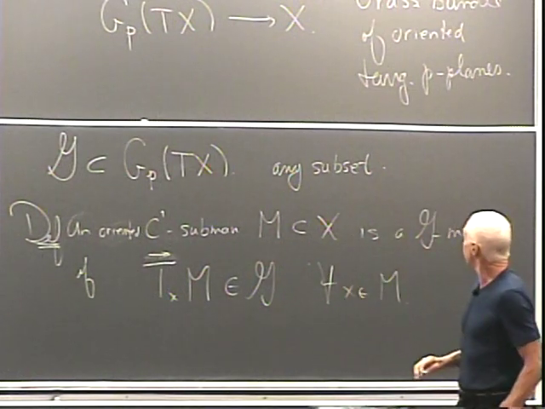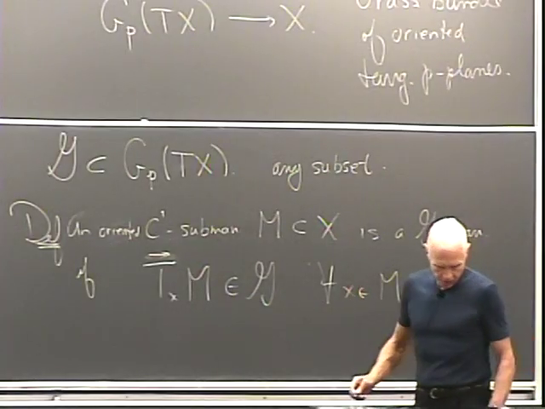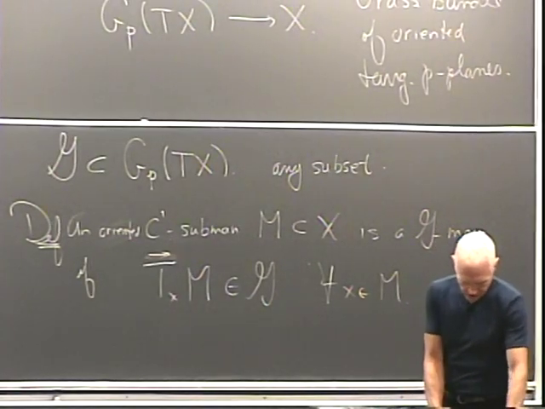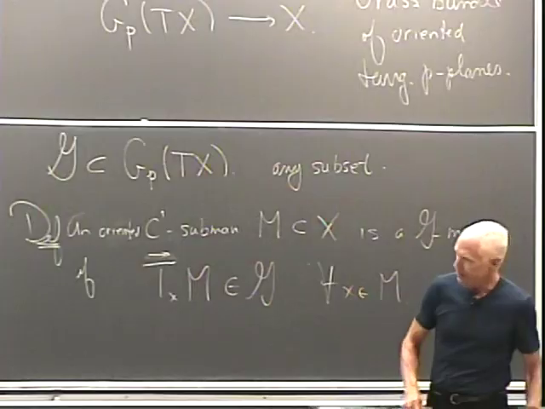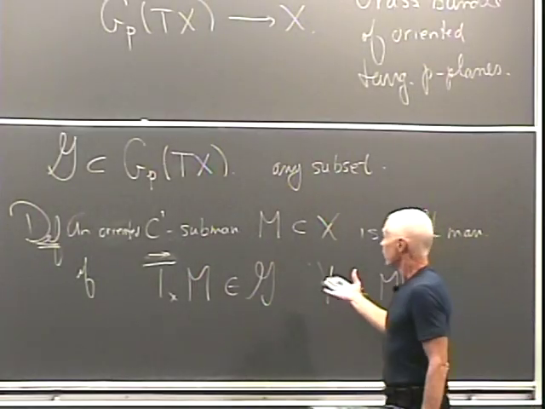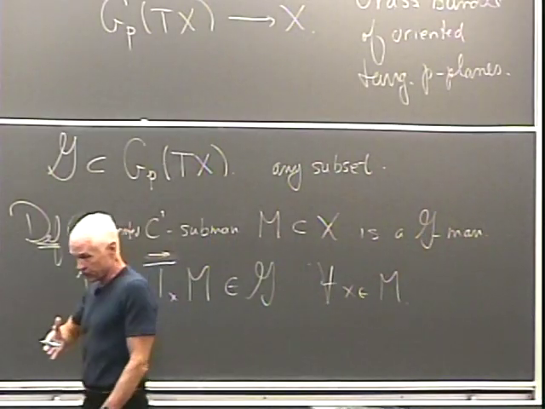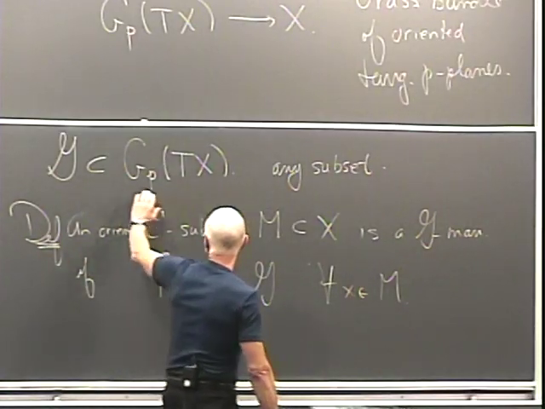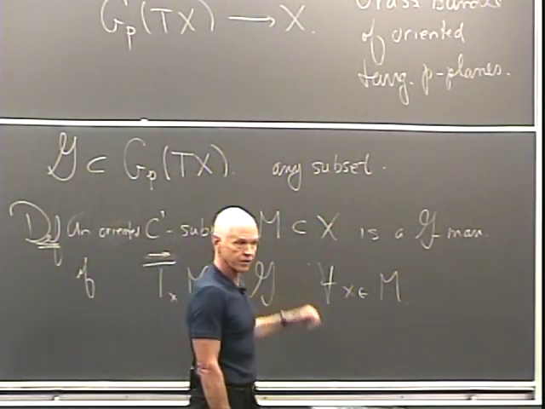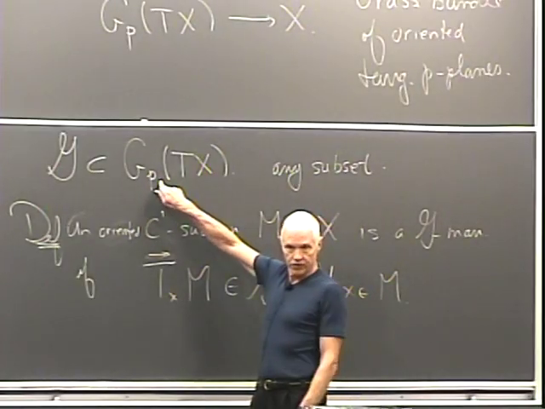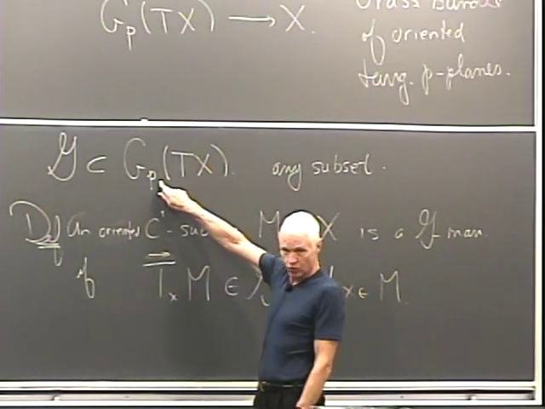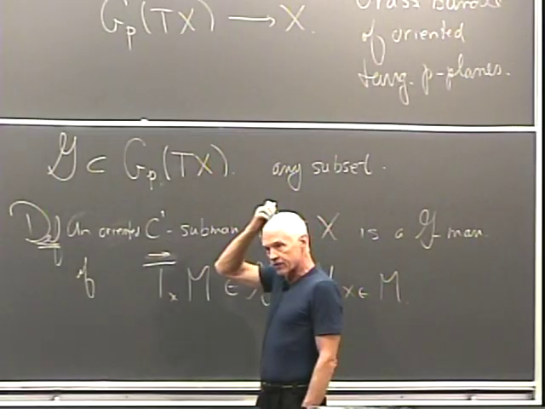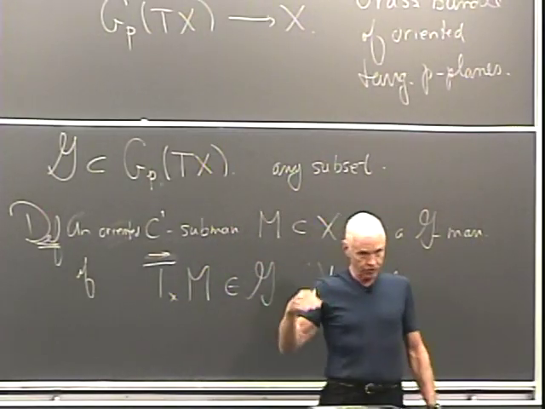And lots of the geometries you know about are of this sort. For example, complex submanifolds are simply those whose tangent planes lie in the subset consisting of the complex subspaces. Here, p is necessarily the real dimension, which is always 2, and complex subspaces have canonical orientations.